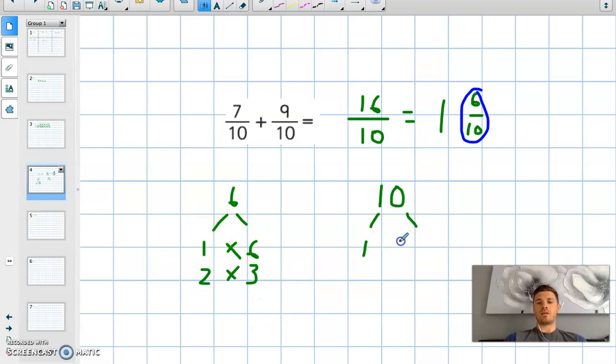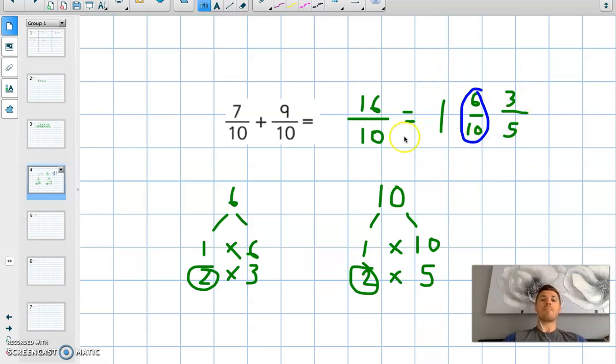We're going to move on to 10. So factors of 10, 1 and 10, 2 and 5. And again, there aren't any other factors of 10. So the highest common factor is actually 2. So what we're going to do is divide the numerator and the denominator by 2. So 6 divided by 2 is 3, and 10 divided by 2 is 5. So your mixed number would be 1 and 3/5.